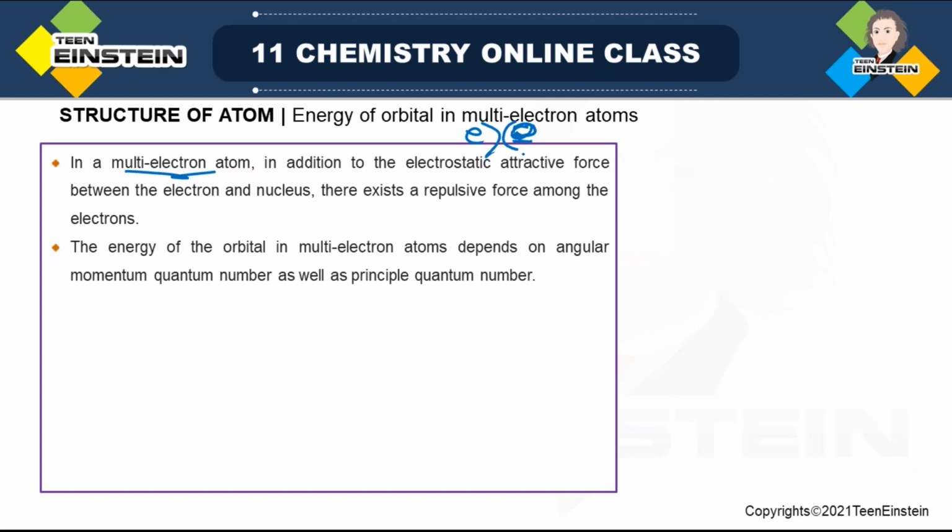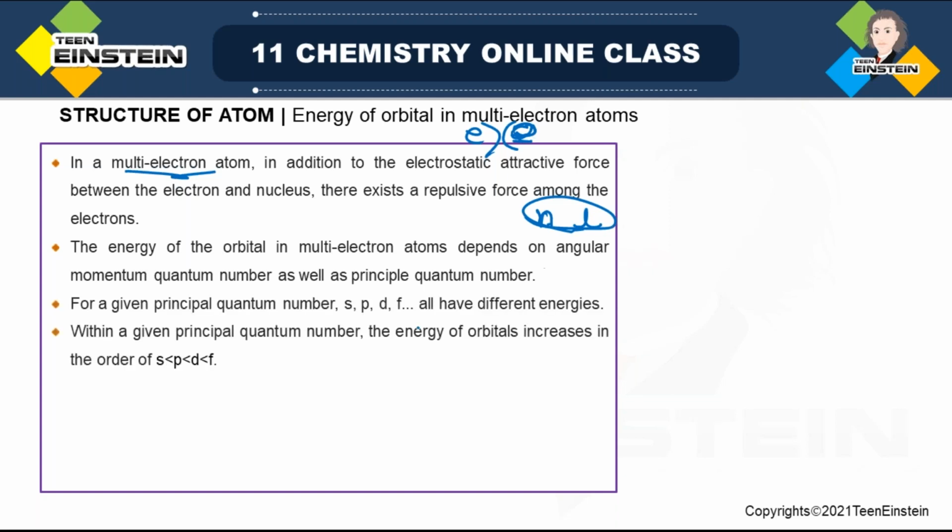So now the electrostatic attraction is already present, but now you have a different type of force, which is the repulsive force among the electrons. So that is the reason that the energy of the orbital for multi-electron atoms depends on the angular momentum quantum number also. It is not that, as in the previous system you have seen, it is dependent only on n, but now it is also dependent on L, both, because of this new type of force. Okay. So for a given principal quantum number, all these will have different energy.